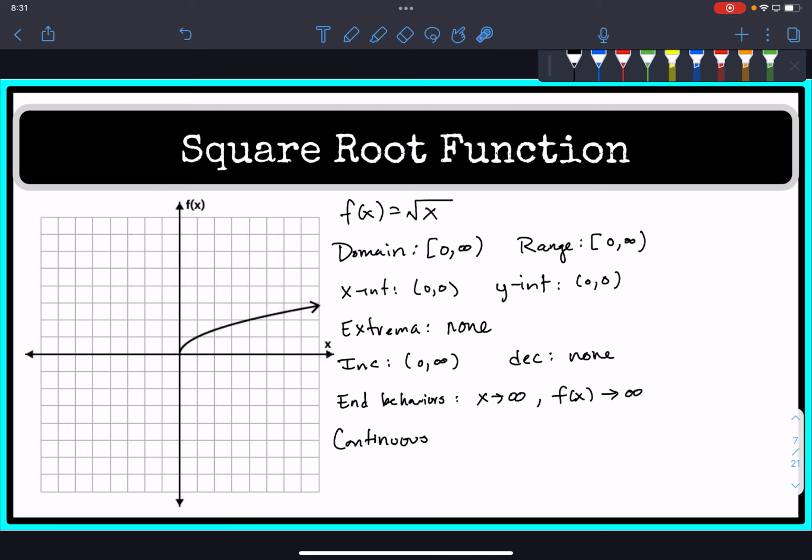And in terms of even or odd functions, this is neither. Neither even nor odd. And because it has no type of symmetry, it is not symmetrical through the y-axis. The left side and the right side do not look the same. And if I flip it, I do not get the same graph. Rotating this 180 degrees does not give me the same graph. So this is not going to be symmetrical through the origin nor through the y-axis.